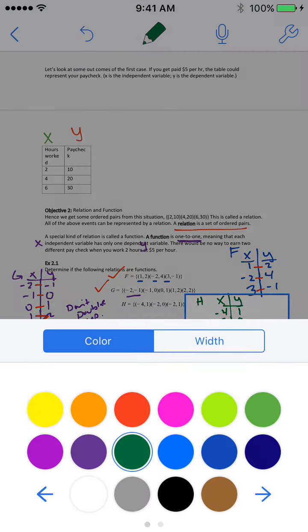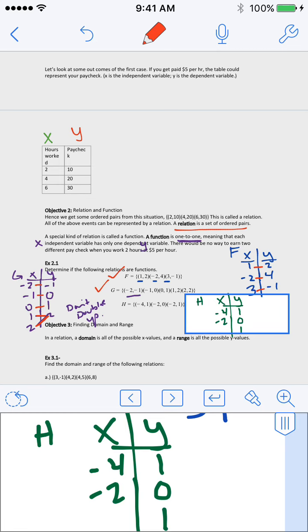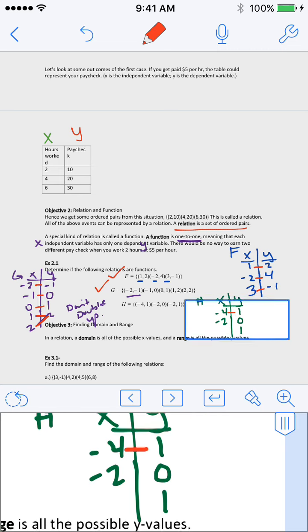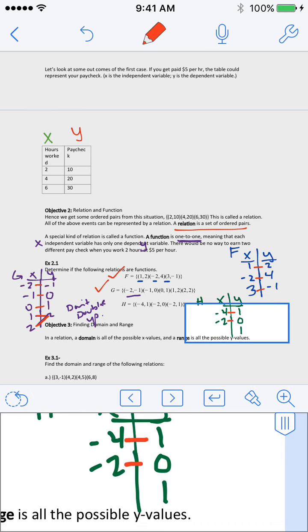All right. Let's decide. Is it 1 to 1? Well, this first one, definitely, right? -4 is only going one place. But then we hit down here. -2 goes to 0. And -2 also goes to 1. So if I were to ask the question, where does a -2 go? Or in other words, what is y when x is -2? Well, we have a problem. Half of you could say 0, and half of you could say 1. And you would both be right. You see how that happened?